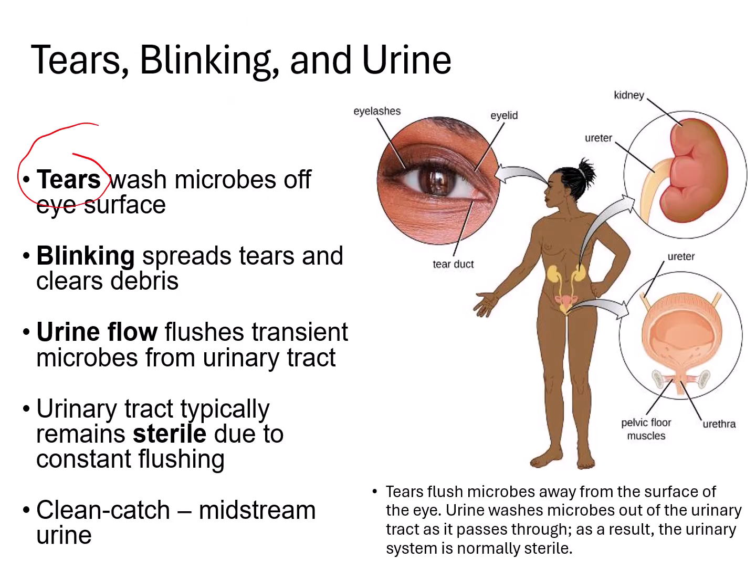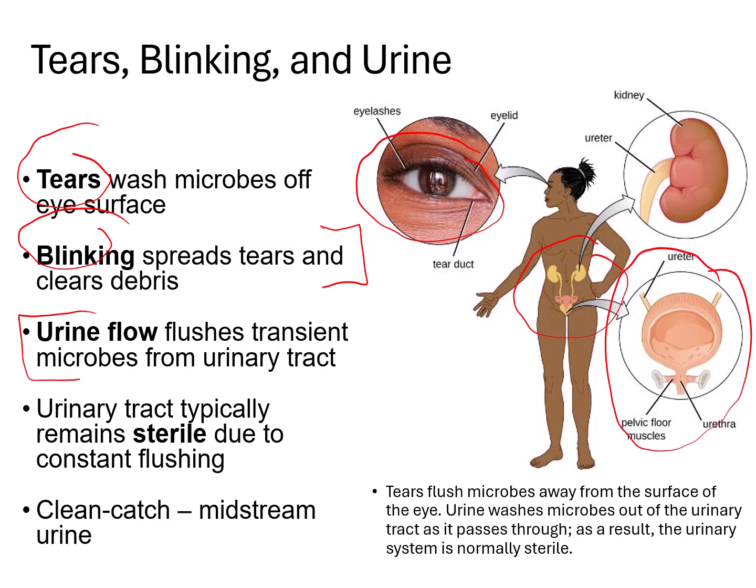Tears continually wash the surface of the eye, and blinking will spread tears across the surface of the eye as well as push debris outward. Urine flow flushes microbes from the urinary tract, which is why the urinary tract is usually sterile, except for the distal urethra, the outer end. This will contain normal skin and mucosal microbiota.